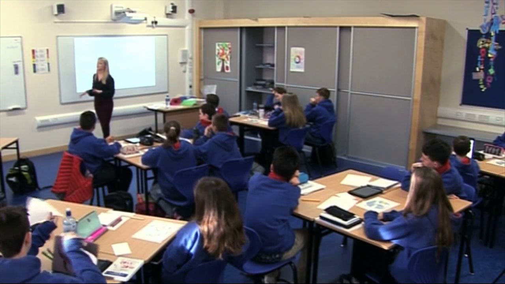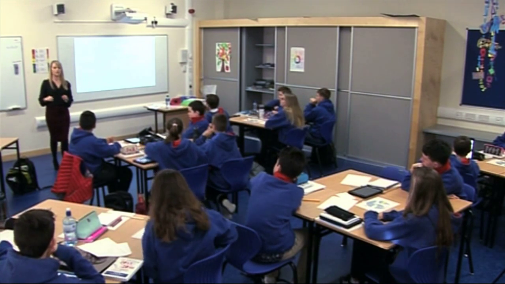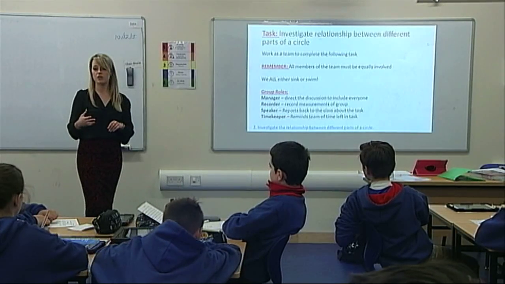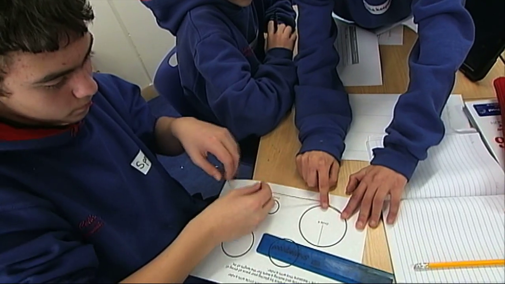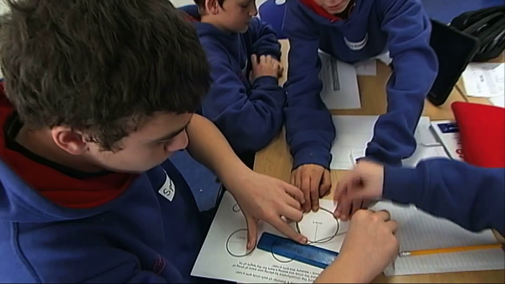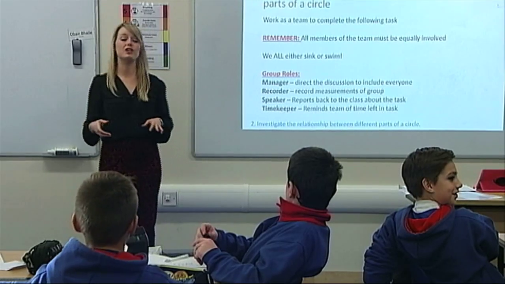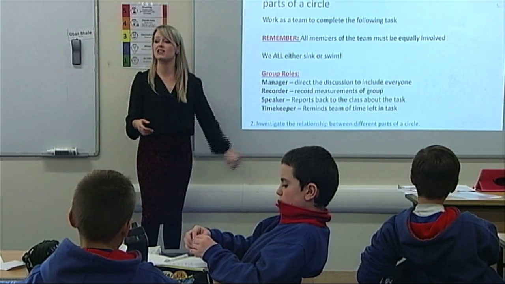The task for today is we want to be able to investigate the relationship between different parts of a circle. Now, again, we're going to do this in our groups, and we need to remember how important our group roles are for this. Generally, with assigning group roles, you would have groups of 3 or 4 students, and you would assign particular roles to each student in the group.